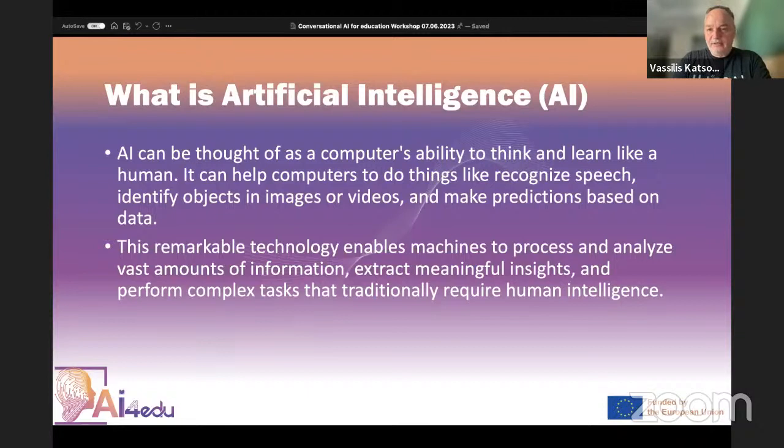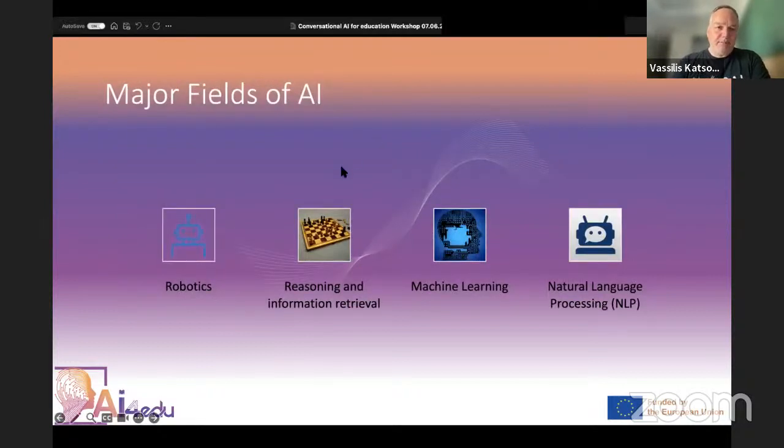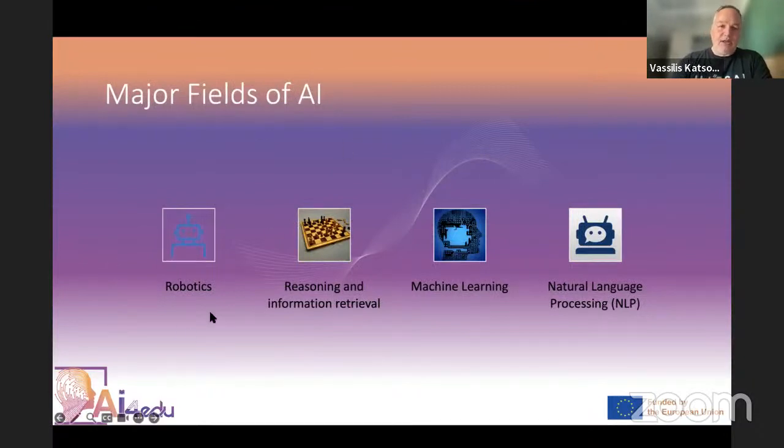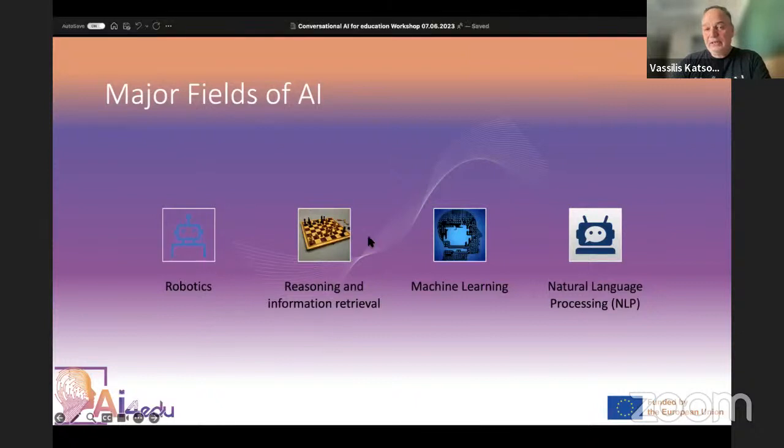This remarkable technology is able to analyze this amount of information and give us very good examples and applications in different fields. The major fields, just a few of them, are robotics, reasoning and retrieval. You know, in chess playing, how you can reason on the chessboard and have the machine play against humans. And we know already for quite many years that machines have already surpassed the performance of humans. So I talked about a few things about machine learning, which are the algorithms.